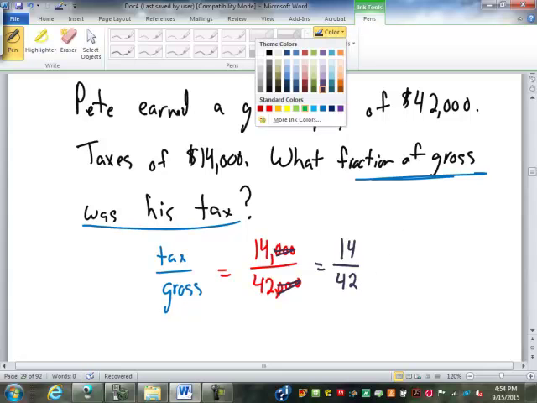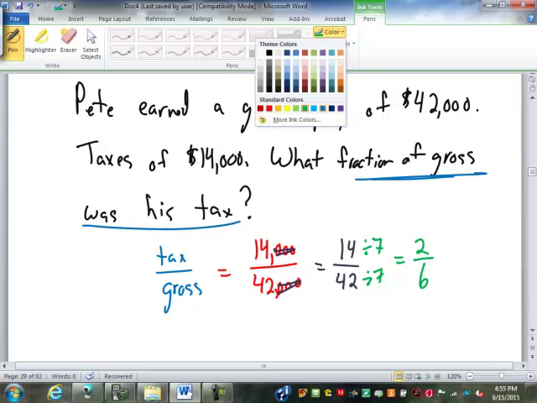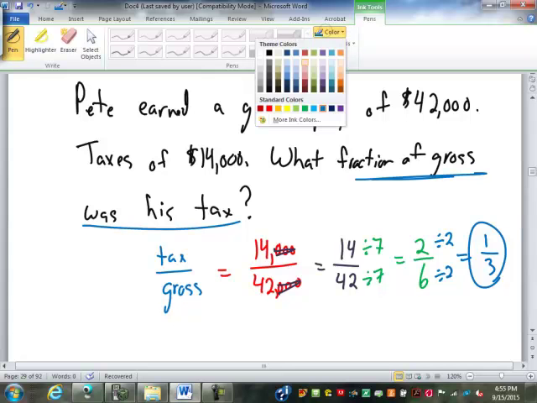42,000 divided by 1,000 is 42. Now what can both of those be reduced by? 7. Okay. 14 divided by 7 is 2. 42 divided by 7? 6. All done? No. They'll both still be divided by 2. 2 divided by 2 is 1. 6 divided by 2? 3. So his taxes of $14,000 is 1/3 of his gross of $42,000.